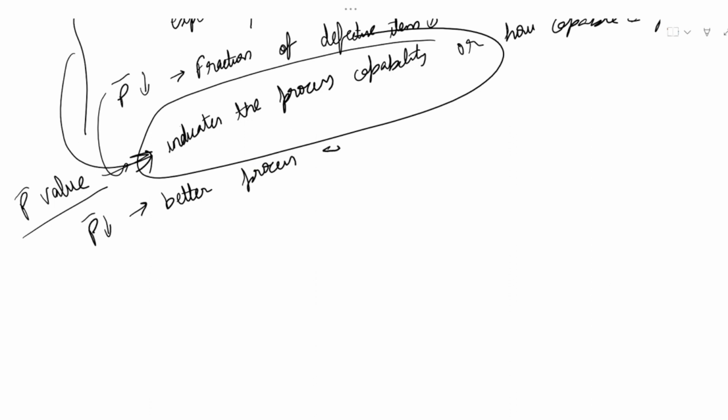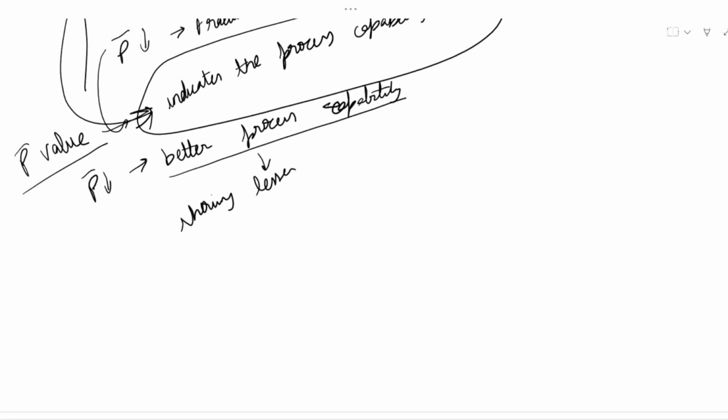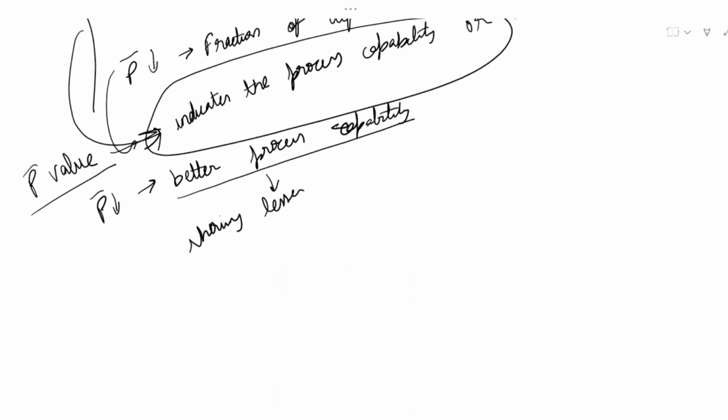process capability, showing a lesser fraction of non-conforming items. This will also indicate that the process can be used to produce a large number of goods without producing many non-conforming items. So this is one inference.